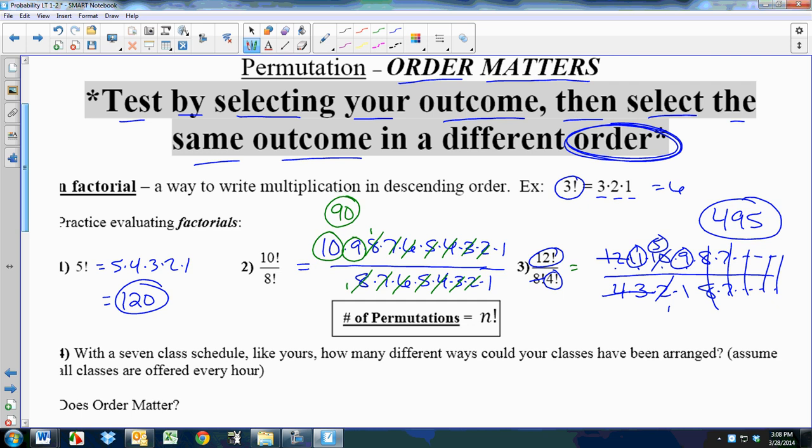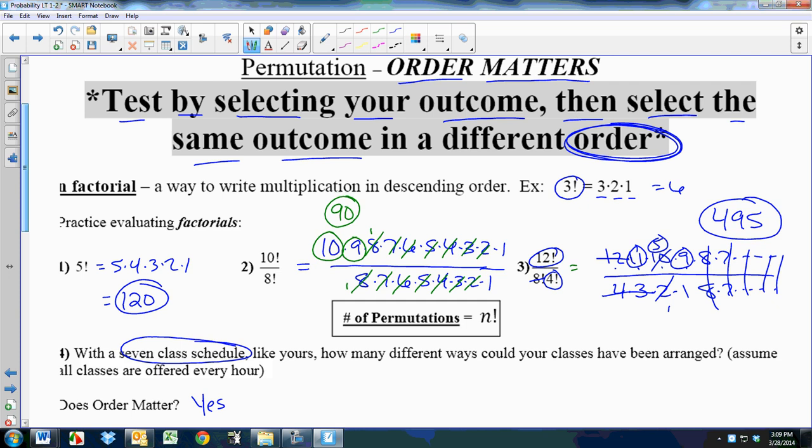So we've selected our outcome. Now select the same outcome, the same 7 classes, in a different order. The easiest way would be just switch your first and second period. Is that a different 7-class schedule? Different 7-class schedule. Yes, it is. So if that's a different 7-class schedule, then order mattered.